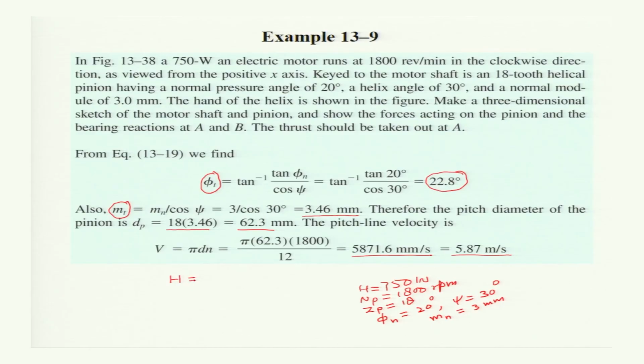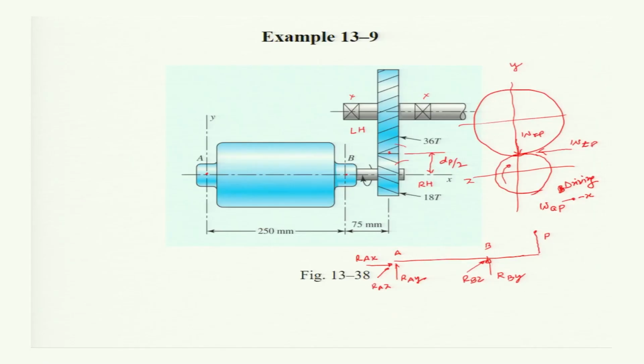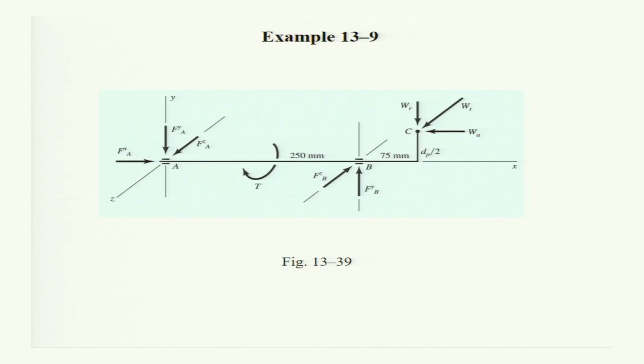the power which you want to transmit, which is equal to the power transmitted in terms of pitch line velocity and WT. Let us see the diagram. This diagram shows the reactions at bearing B, the reactions at bearing A, and at the pitch point, which is at a distance of dP divided by 2 from the axis, the forces which are transmitted. This is WR, this is WA, which is acting in the negative x direction, and WT, which is acting in the direction of z.